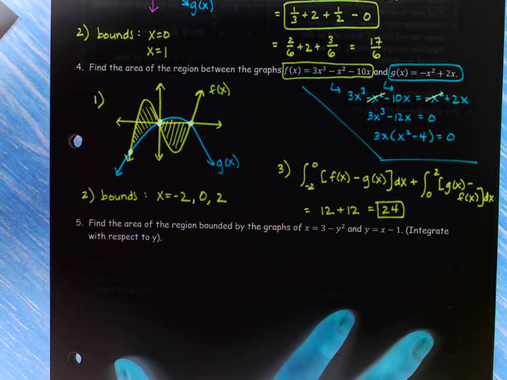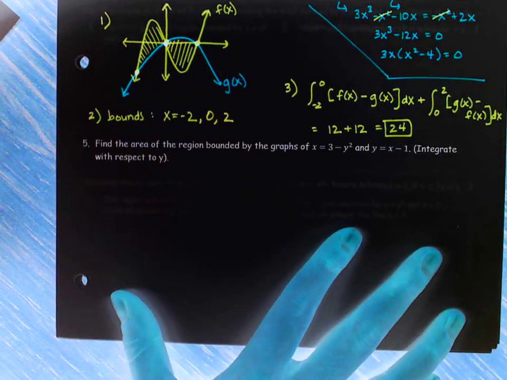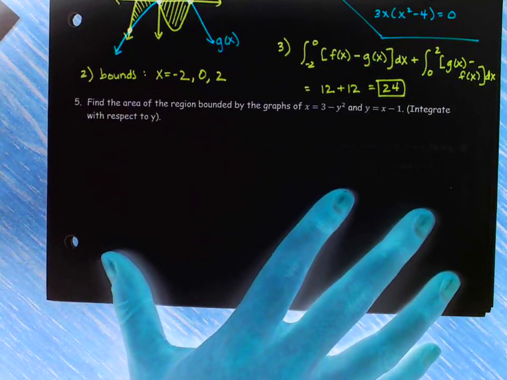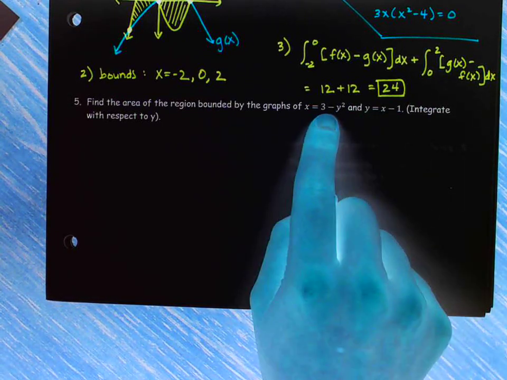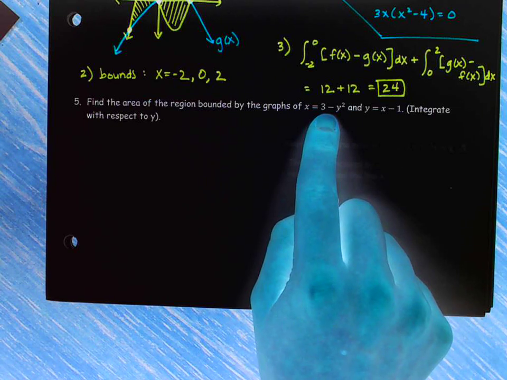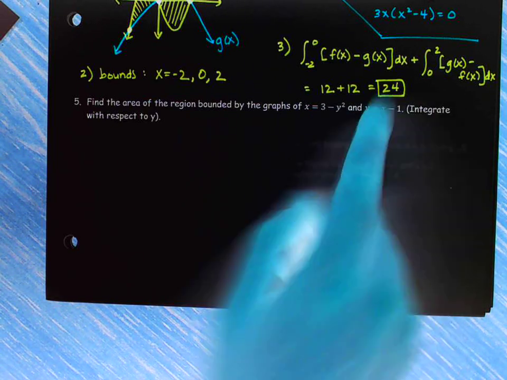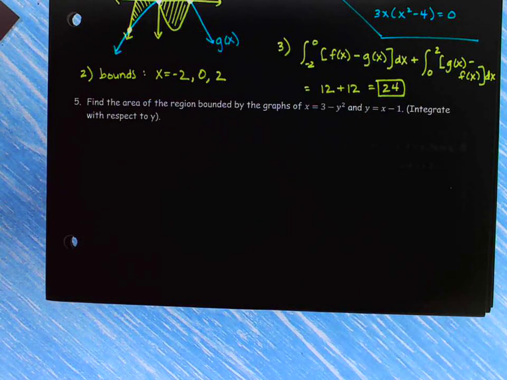It says find the area of the region bounded by the graphs x equals 3 minus y squared and y equals x minus 1. So this is written the way we're used to seeing it, but this is actually going to be a sideways parabola. And you'll notice we gave you a hint that you're going to have to integrate with respect to y.